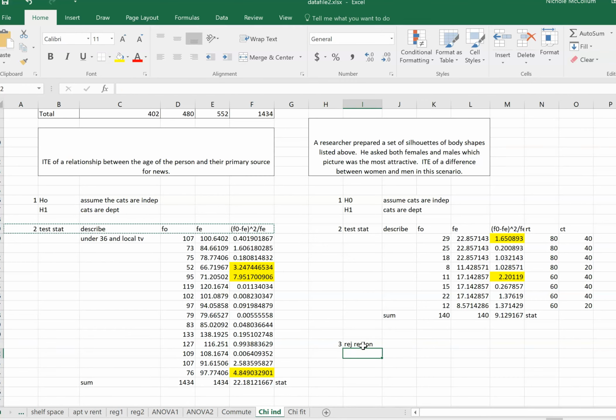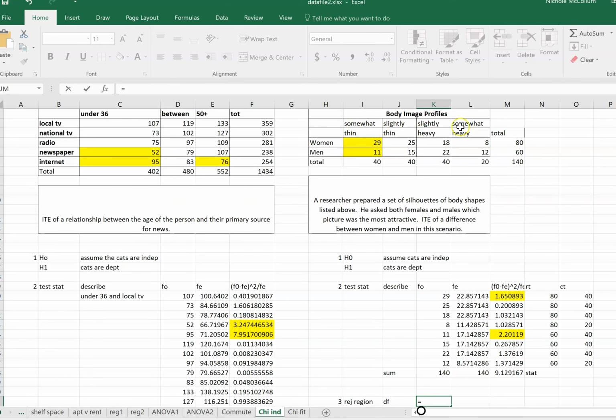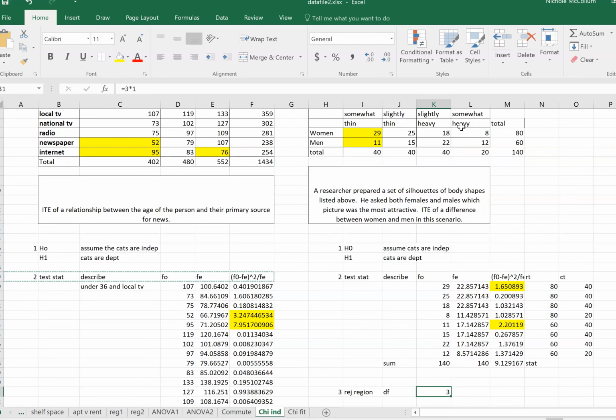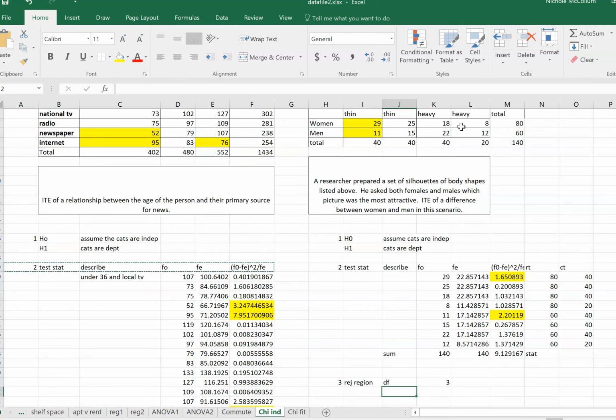Well, the rejection region is based on degrees of freedom. My degrees of freedom here, well, we have 1, 2, 3, 4 columns. Minus 1 would be 3. Times, we have 2 rows. Minus 1 would be 1. So the degrees of freedom would be 3 in this case. So we're looking at chi-square degrees of freedom of 3.